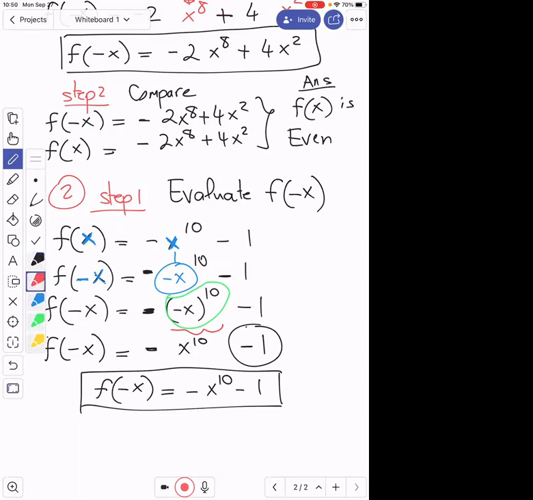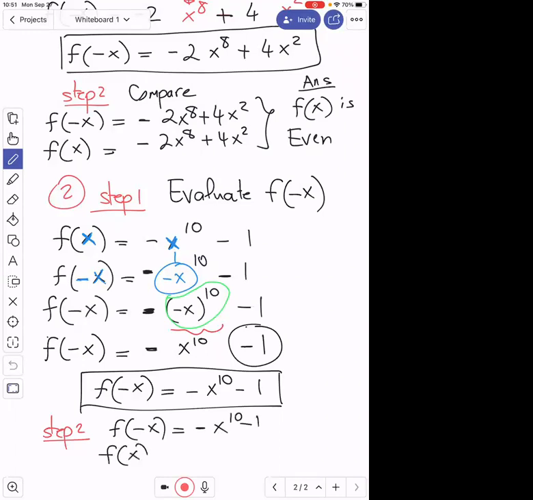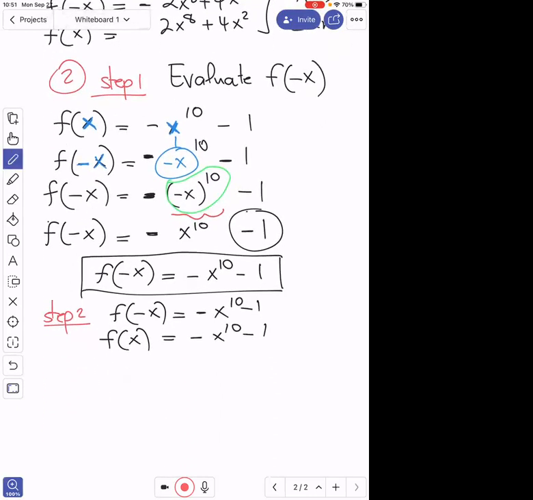So, in step number 2, if you compare it to f of x, this is my f of minus x from the first step, and this is my original f. Original f is actually exactly the same thing. So then my function f is even. All right, so then, answer: f of minus x is equal to f of x. So f of x is even.